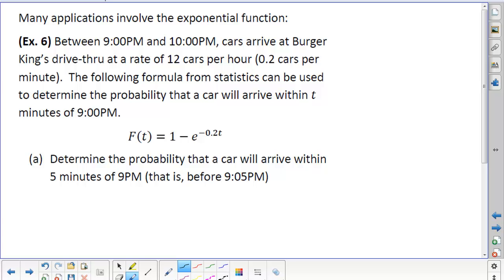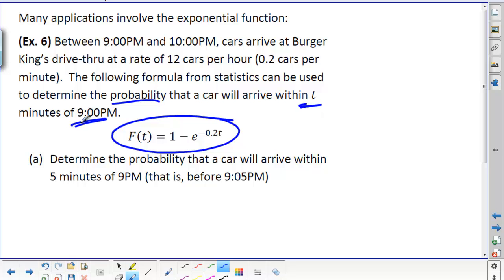Seems reasonable. Okay. The following formula from statistics can be used to determine the probability that a car will arrive within t minutes of 9 p.m. Now, what does that say? Let's decode that sentence. This formula tells us the probability, or the chance, of a car arriving within so many minutes of 9 p.m. So we plug in a number of minutes for t, and it tells us a probability, a percentage, a chance that a car will arrive within that many minutes of 9.